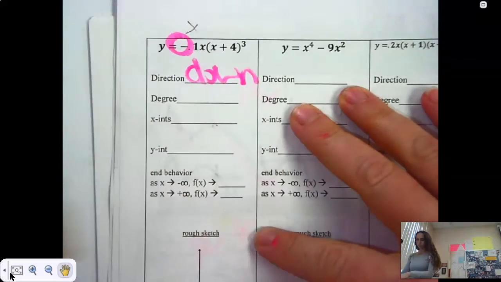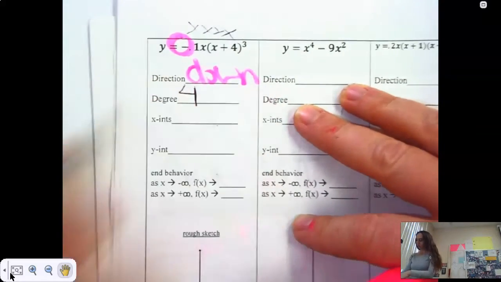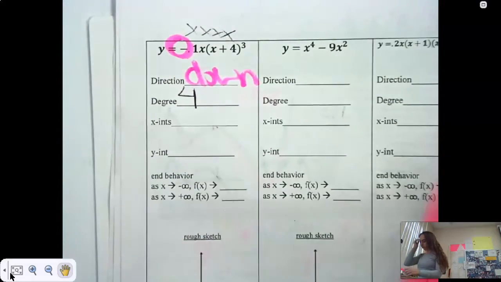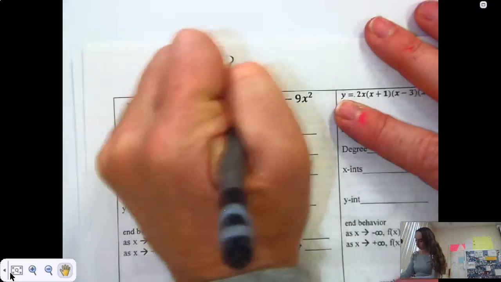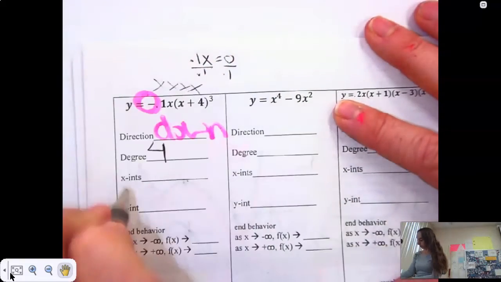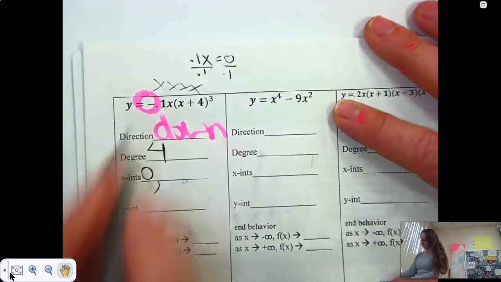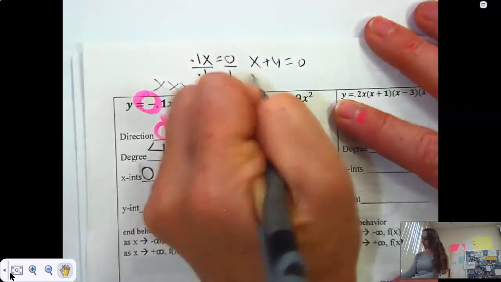Okay? The degree. Okay, well, let's look. There's an x here, and then there's 3 here. That means it should be degree 4. What are the x-intercepts? Okay, so I'm going to take 0.1x and set it equal to 0. If I divide it by 0.1, I get 0. And then if I take x plus 4 and set it equal to 0, I get negative 4.